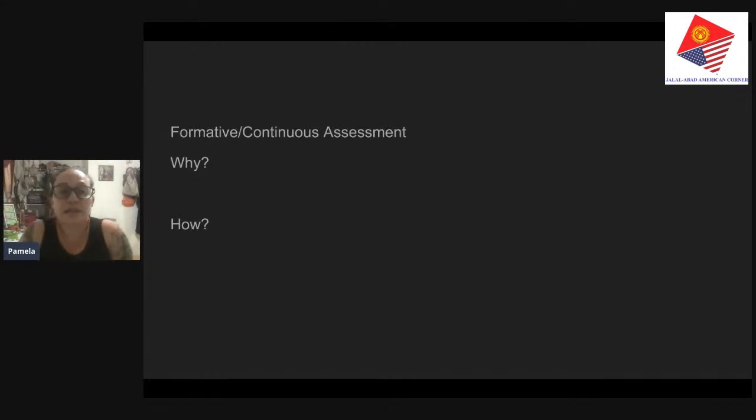So formative or continuous assessment. So what does this mean? Why do we do it and how do we do it? Again, if we were all together and in a workshop setting, we would be discussing this. We can have Q&A after this.